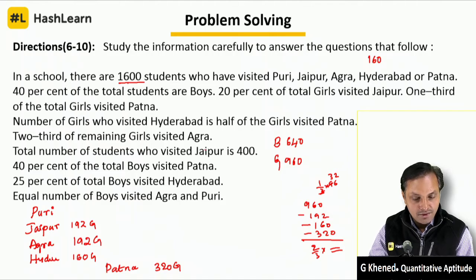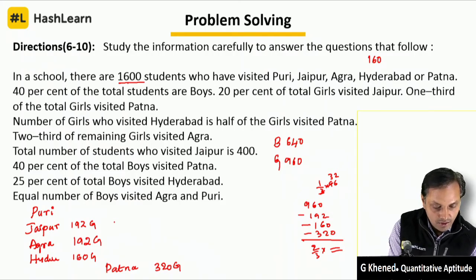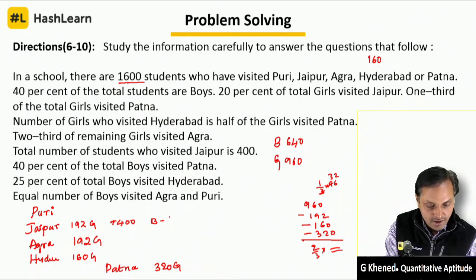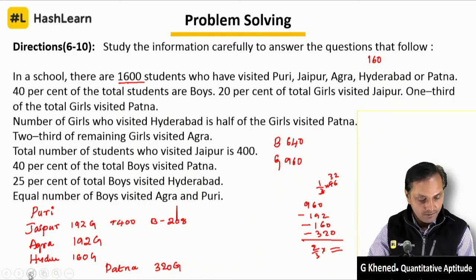The total number of students who visited Jaipur is 400. So what will be your boys then there? 400 minus 192 is 208 boys will be visiting Jaipur.